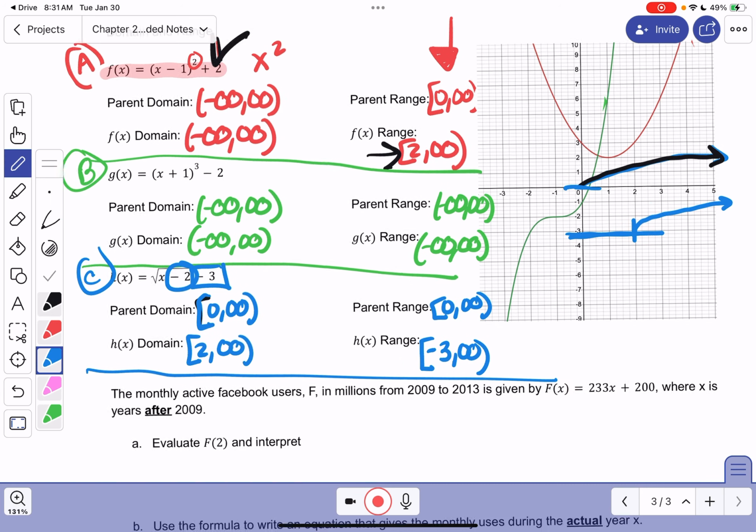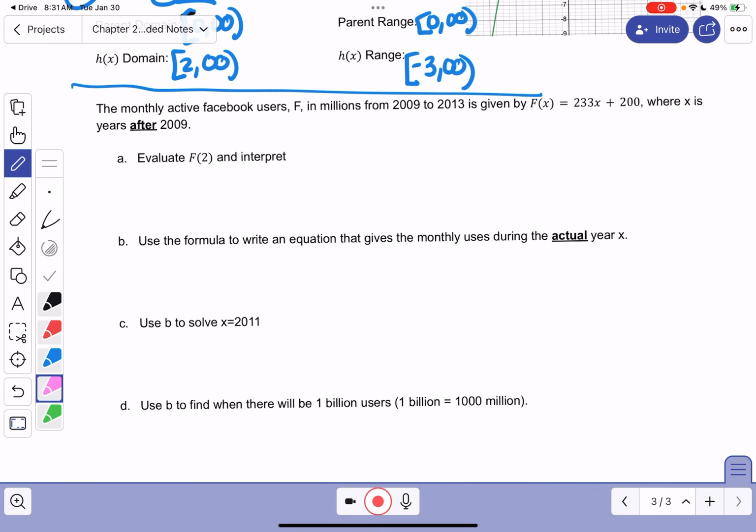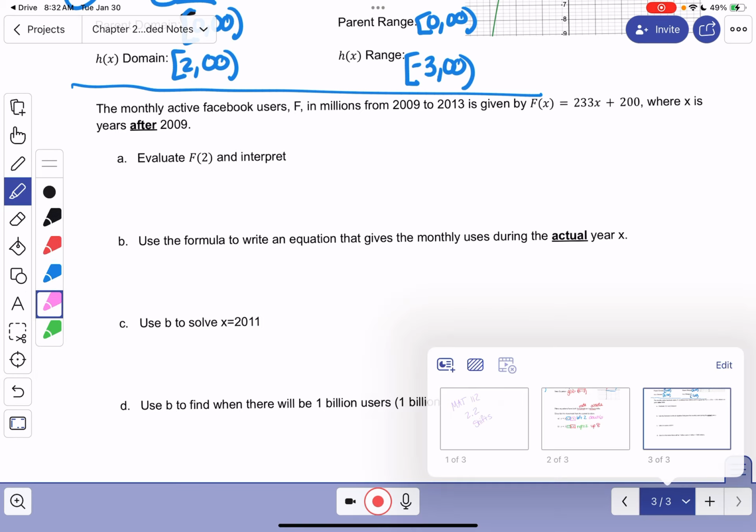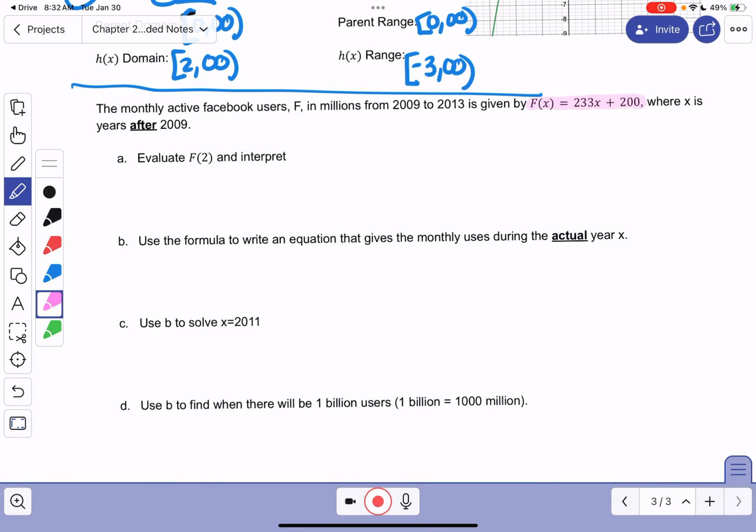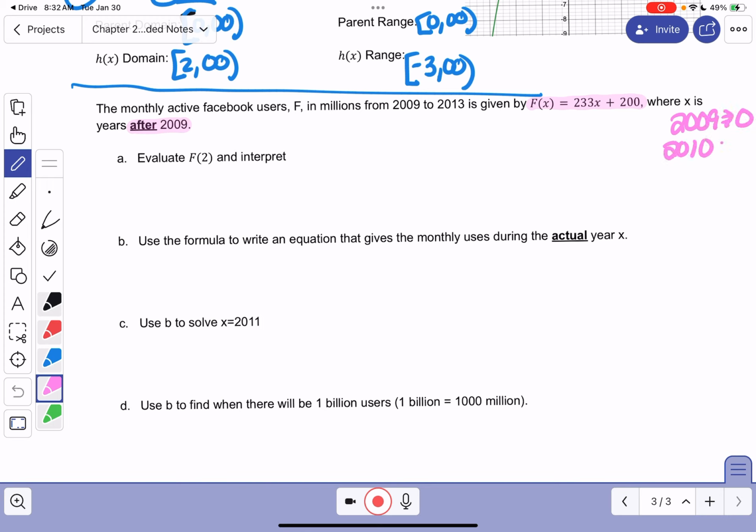Sorry about the bells. All right. The monthly active Facebook users, F, in millions from 2009 to 2013 is given by this equation. F of X equals 233X plus 200, where X is years after 2009. So that means 2009, X would be 0. 2010, X would be 1, and so on and so forth. That's what that last statement means.